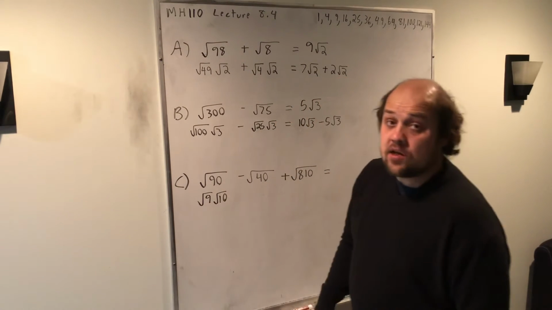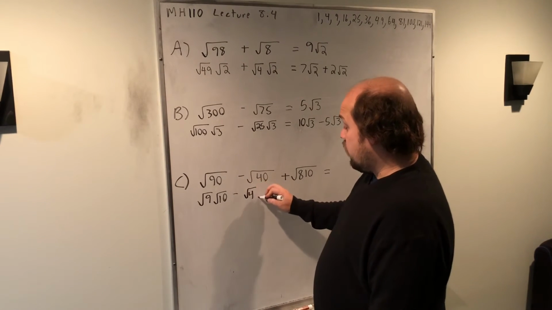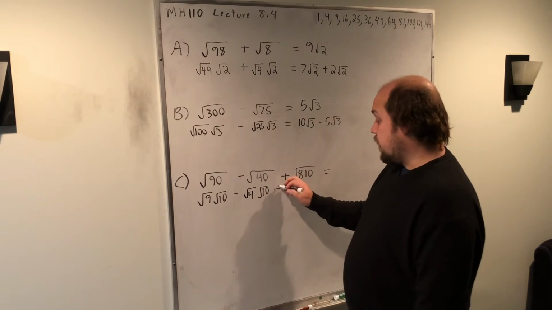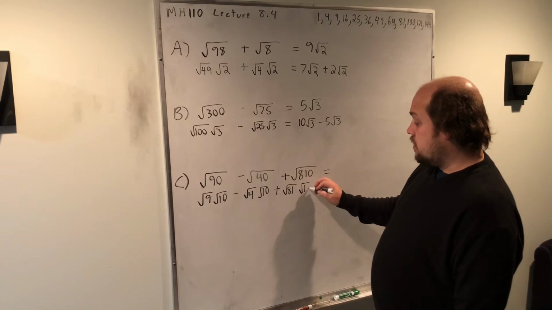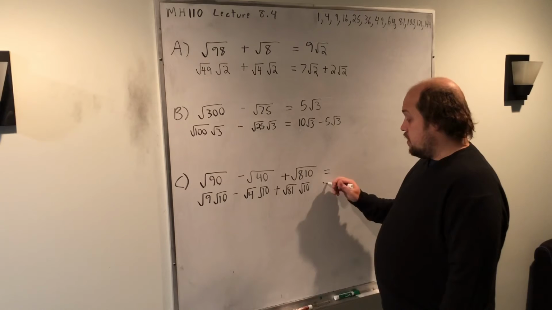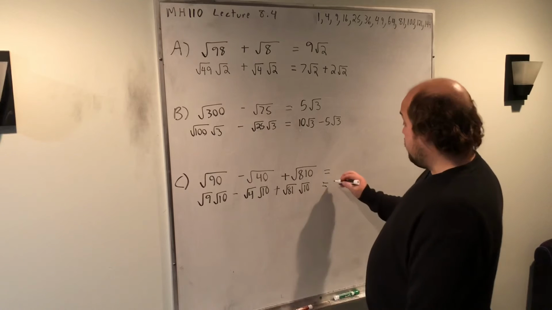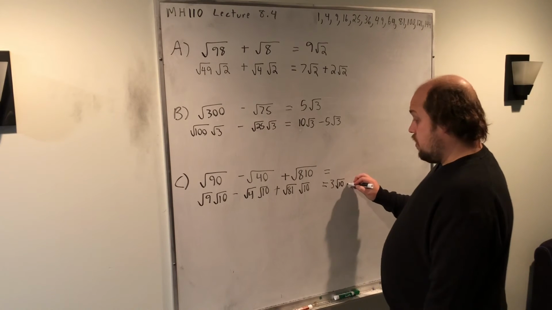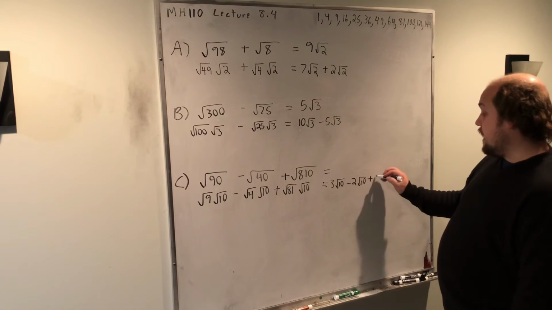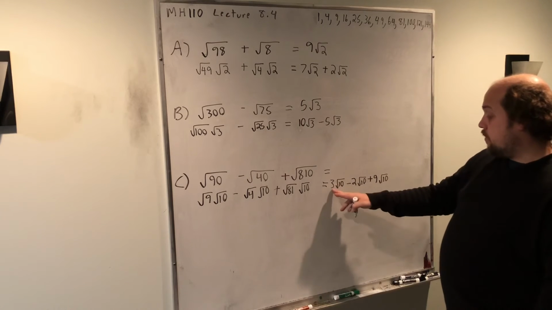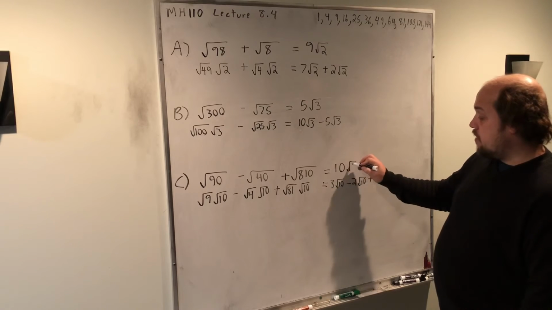Now that I see the 10 is going to be left behind, if I take the 10 out of 40, it becomes 4 times 10. The 4 is a perfect square. If I take the 10 out of 810, it becomes 81 times 10. The 81 is a perfect square. So now when I make my perfect squares into whole numbers outside of the roots, 9 becomes 3, still root 10, minus 4 becomes 2, still root 10, and plus 81 becomes plus 9, root 10. 3 minus 2 gives me 1, plus 9 gives me a final answer of 10 roots of 10.